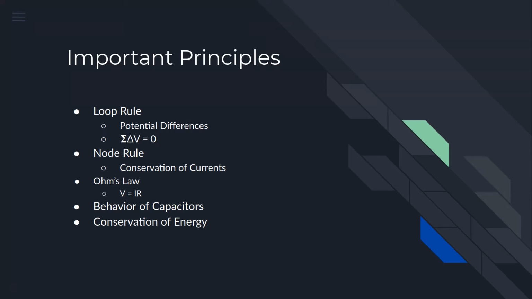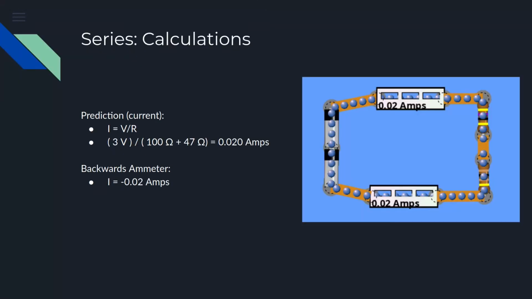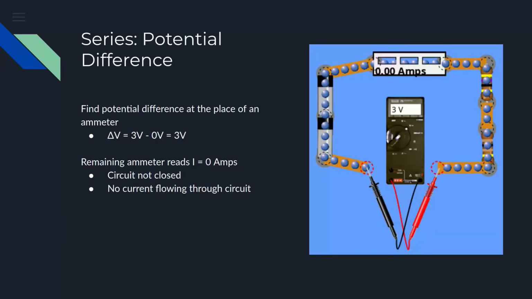to the loop rule. The series circuit on the right utilizes two 1.5 volt batteries alongside 147 ohm resistors. Based on Ohm's law, I calculated the current to be 0.02 amps, which lines up with the ammeter reading on the simulation. In the instance where an ammeter is placed backwards, I read the current to be negative 0.02 amps. When asked to find the potential difference at the place of an ammeter, I found it to be 3 volts.